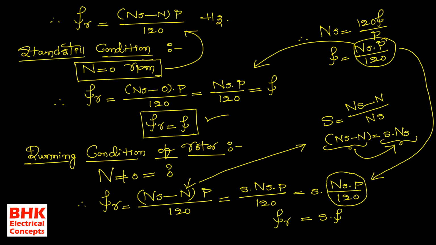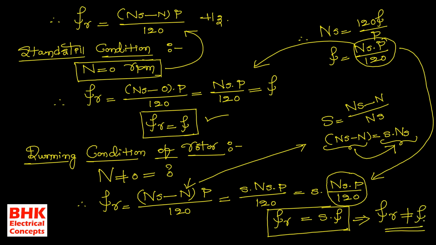So that is the reason why, under running condition of a rotor, the rotor frequency is not equal to F. Rotor frequency is equal to slip times F. That is the reason why rotor frequency is not equal to supplied frequency under running condition of a rotor. Clear? If you are clear with these topics, then only you can easily understand the concept of torque expressions.